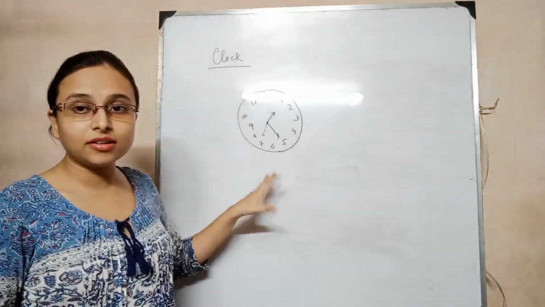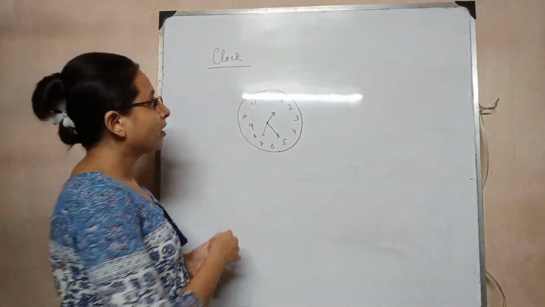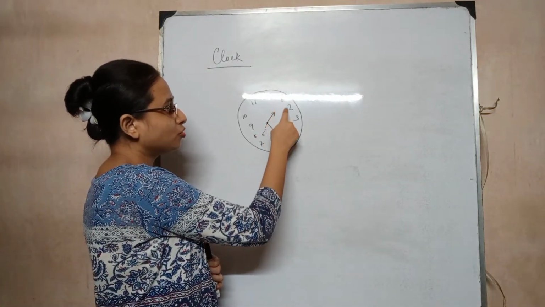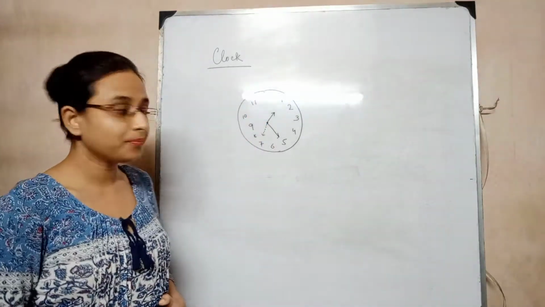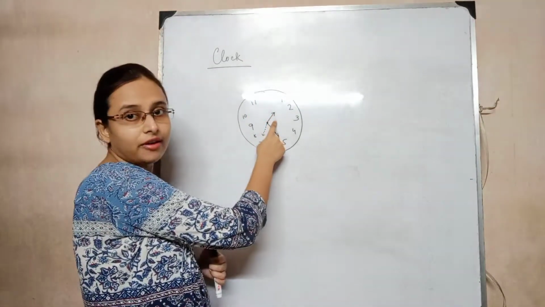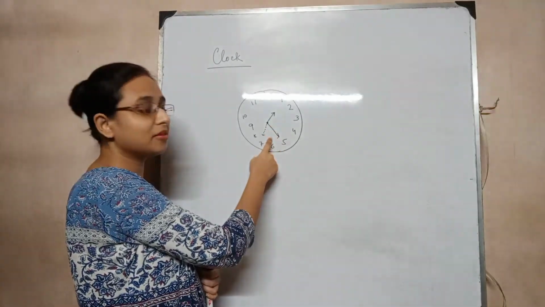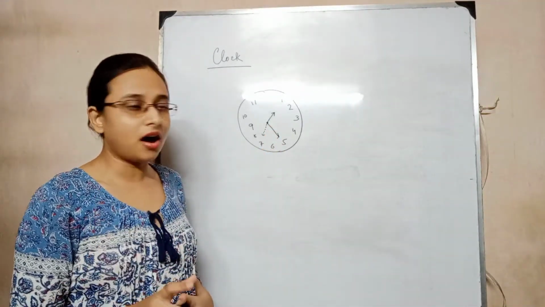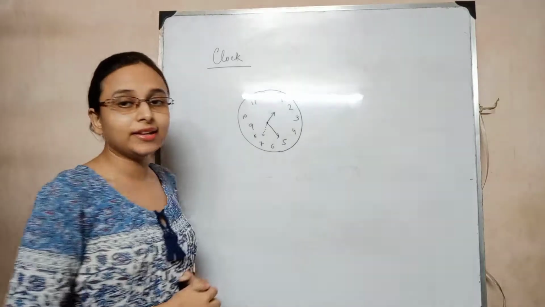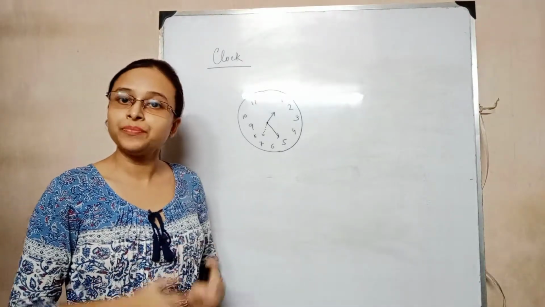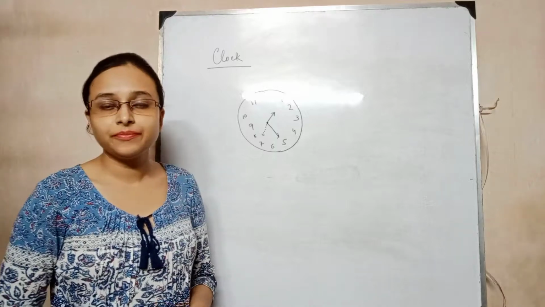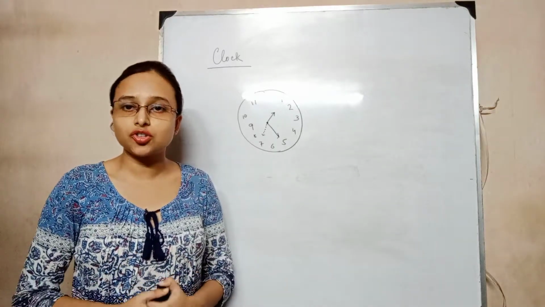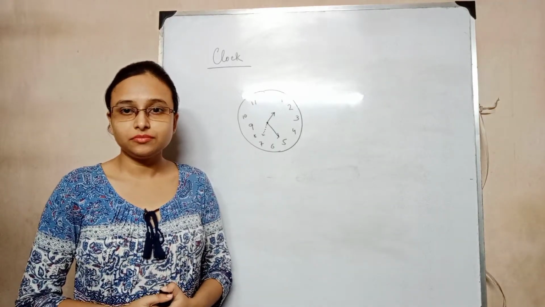Now if this is the diagram of a clock, you might see it starts from 1, 2, 3, 4, 5, 6, 7, 8, 9, 10, 11, 12. This is the hour hand that we say. This is the minute hand, which is longer than the hour hand. And the dotted line that I have stretched is called the seconds hand. Okay, so you can just go through this. Now I will give you the introduction of clock.